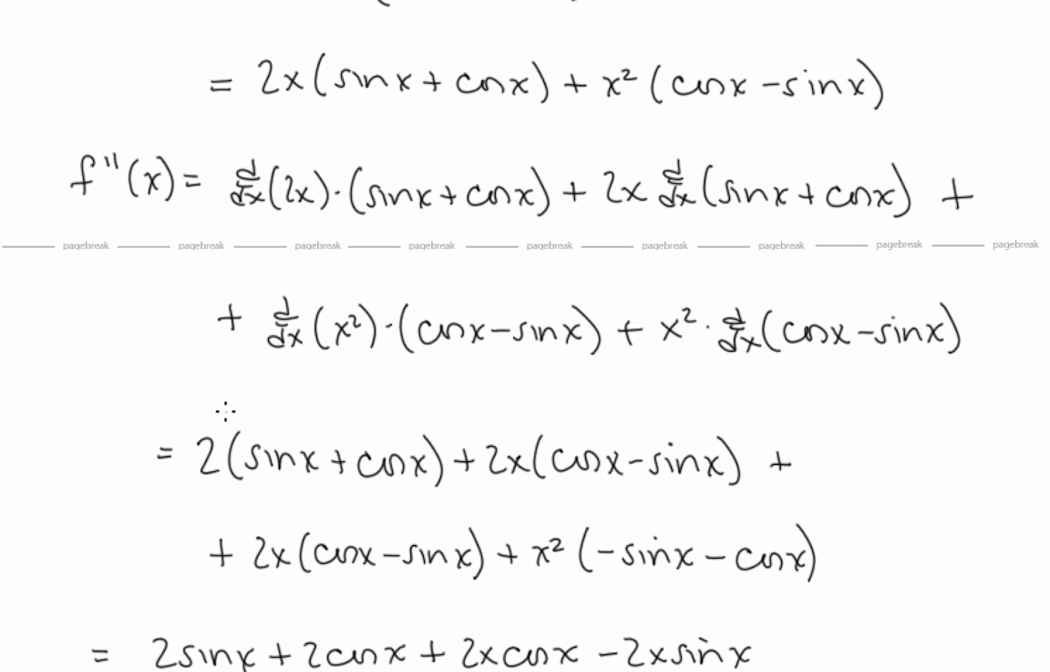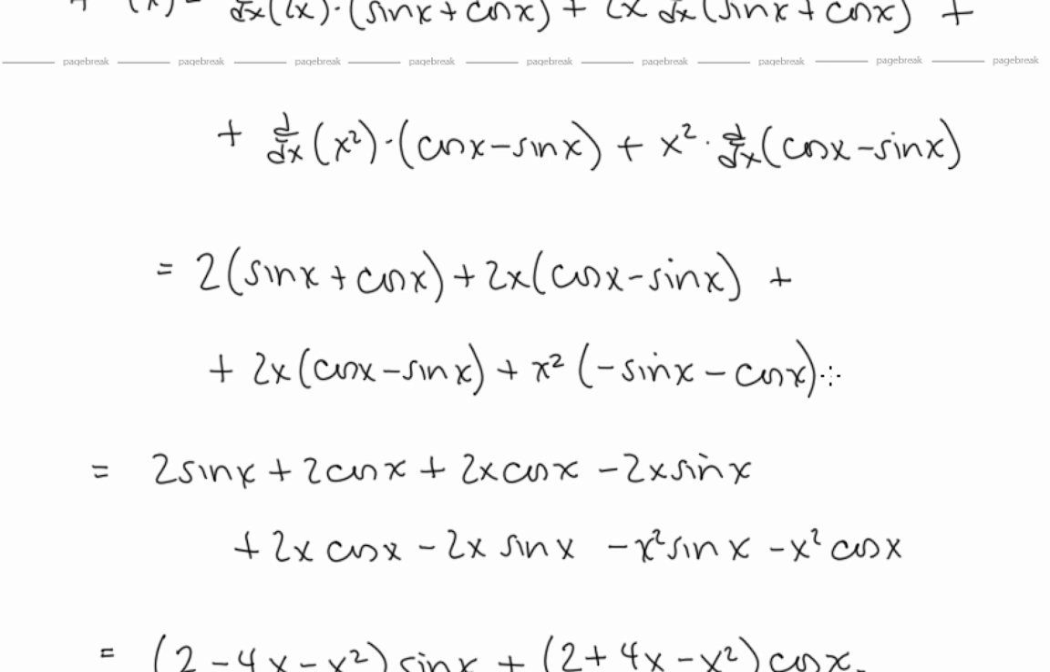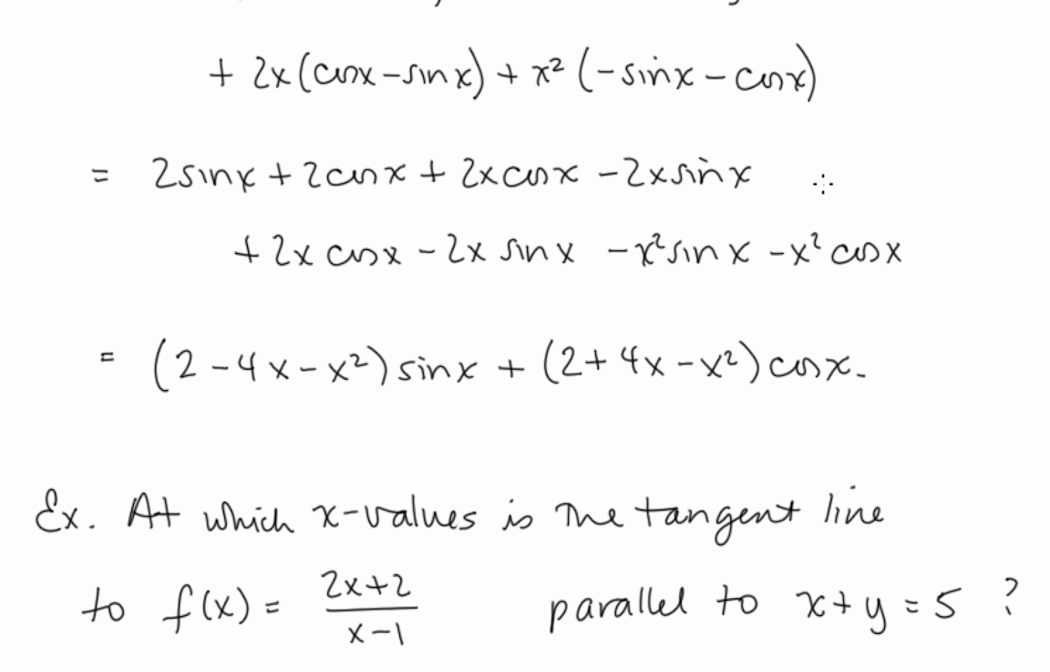The derivative of 2x is 2. The derivative of sine x plus cosine x is cosine x minus sine x. That's here. Derivative of x squared is 2x. Derivative of cosine x minus sine x is negative sine x minus cosine x. Now we should expand and simplify so at least we can collect all our sine terms together and all our cosine terms together. So expanding, we're here. And then collecting our sine and cosine terms, we can refactor like this. And so this is our second derivative.